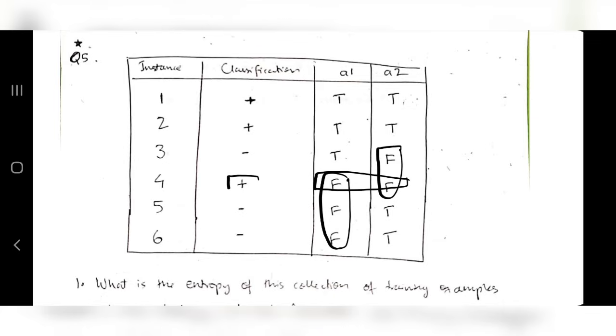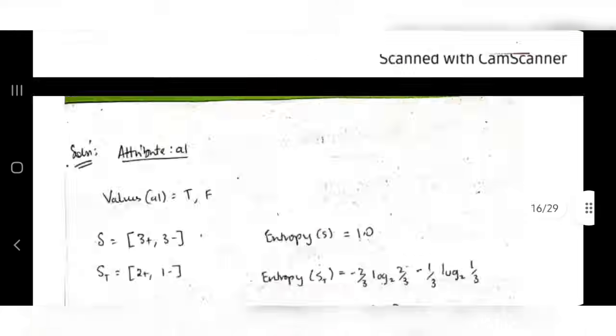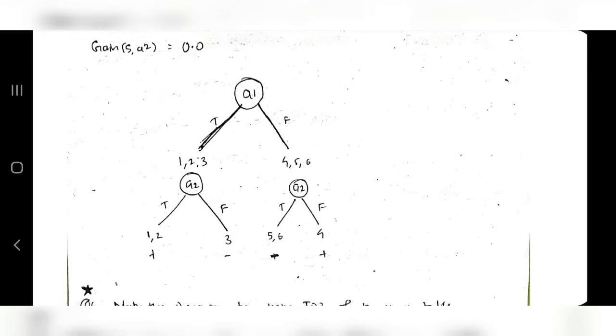In that case there is a positive value here, right? So in that case what I can tell is, if a1 and a2 both are false, at that time the value is positive here. So that's what is mentioned here. If a1 is false and a2 is also false, row 4 is there which has a positive value. The same thing can go for true false and false true.